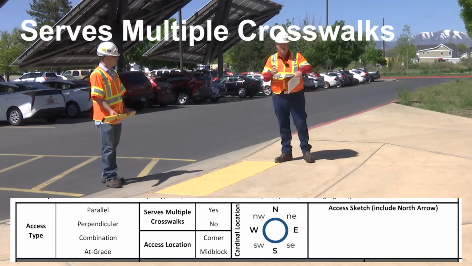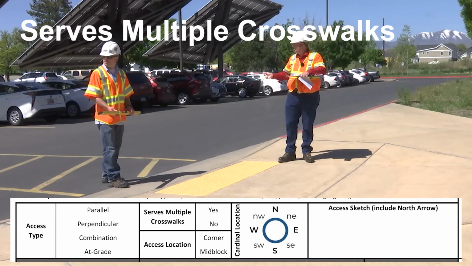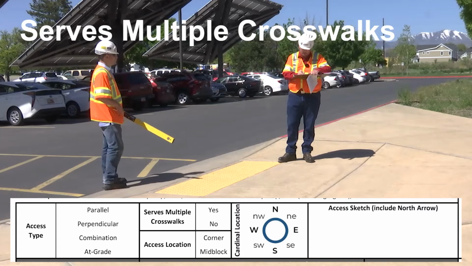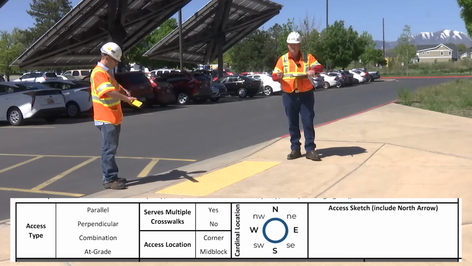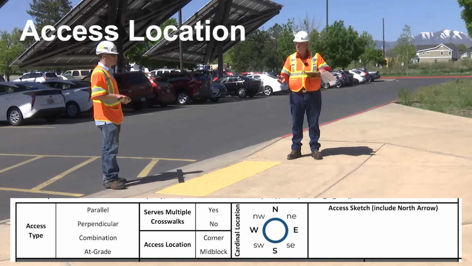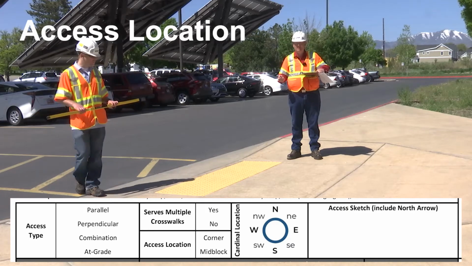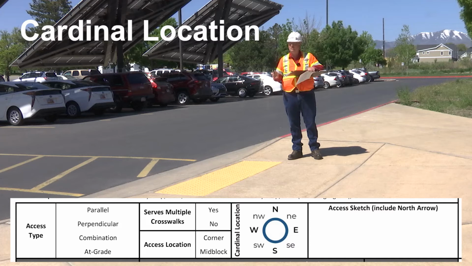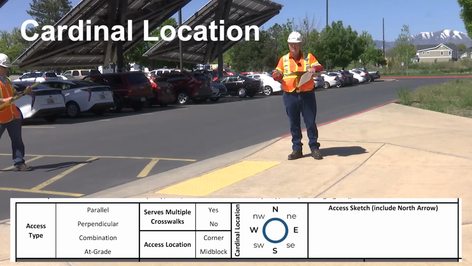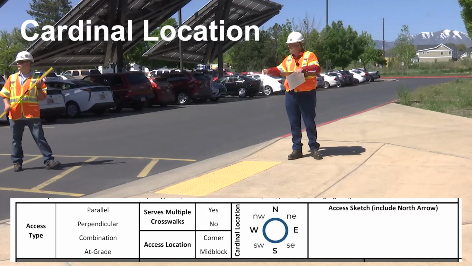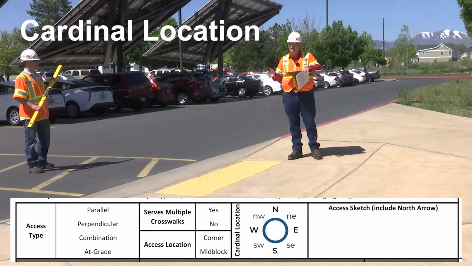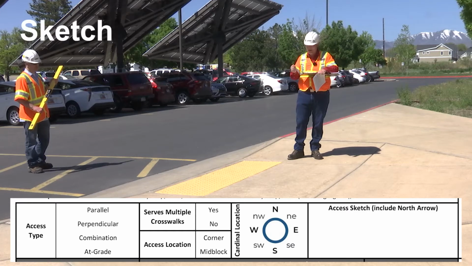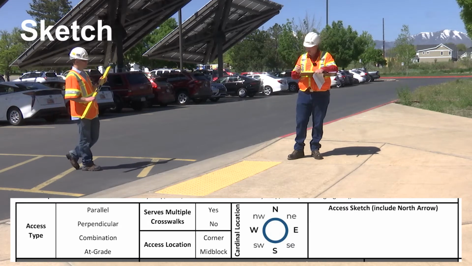The next question, does it serve multiple crosswalks? We only have one place to go when we cross the street, so it only serves one, so we put no. The access location, it asks, is it a corner or is it a mid-block? In this particular location, we are at a mid-block. Next, asks for the direction location of the ramp, the north, south, east, west. We're on the north side of the road. Next, on our C170 form is a sketch. We can draw a quick sketch of what the ramp looks like and how it relates to the road.